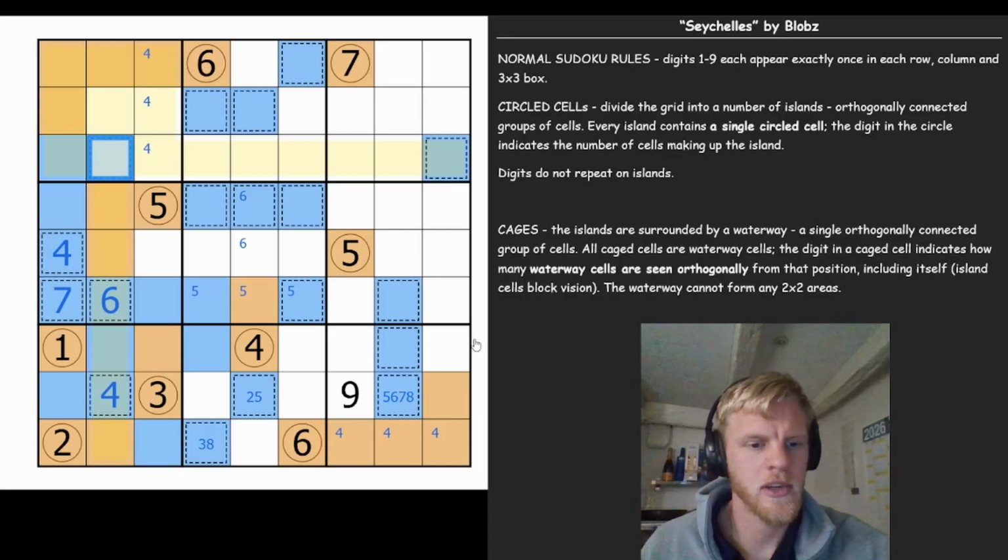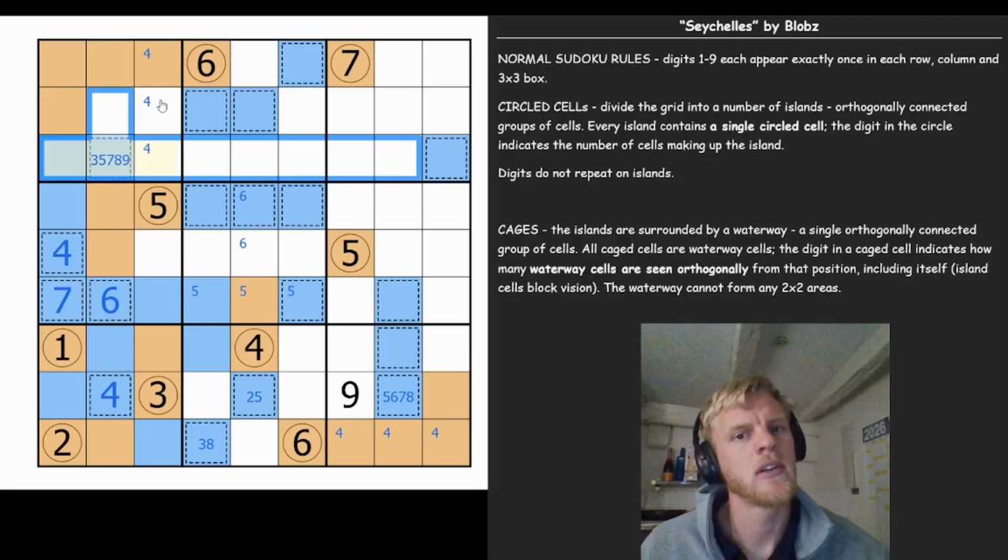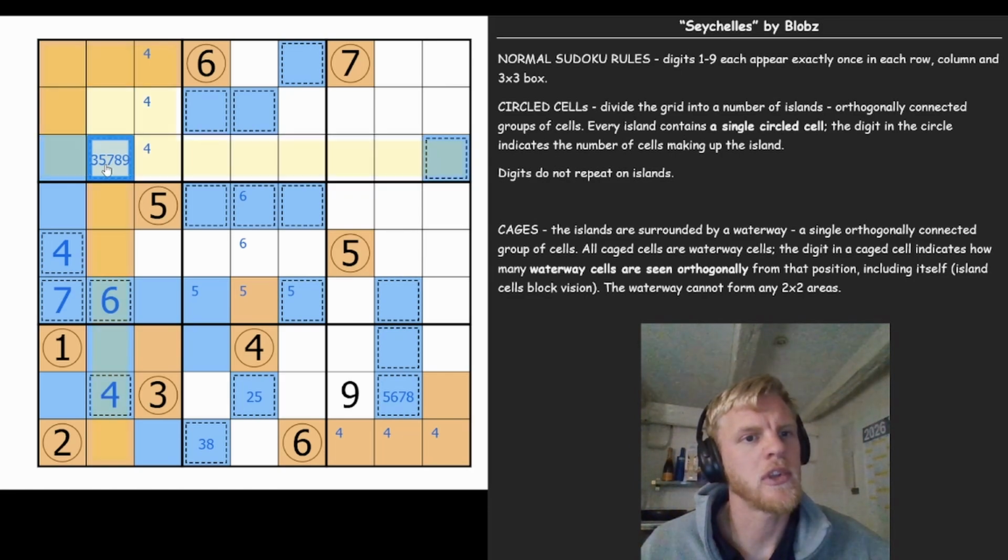How about this? It's already 2, could be 3, no 4, can it be 5? 1, 2, 3, 4, 5, 6, 7, 8, 9. 1, 2, 3, 4, 5, 6, 7, 8, 9. That's in 7 island. That's in 6 island. It can't be 9. Can be just like this.